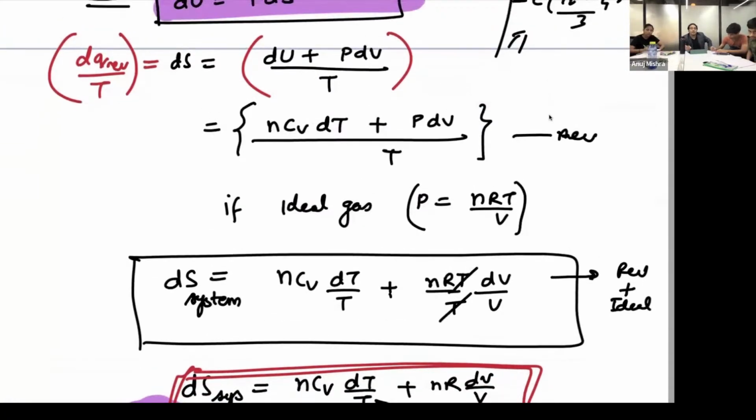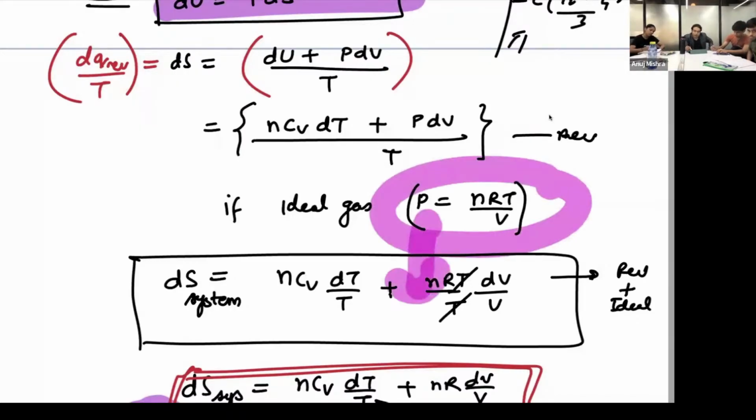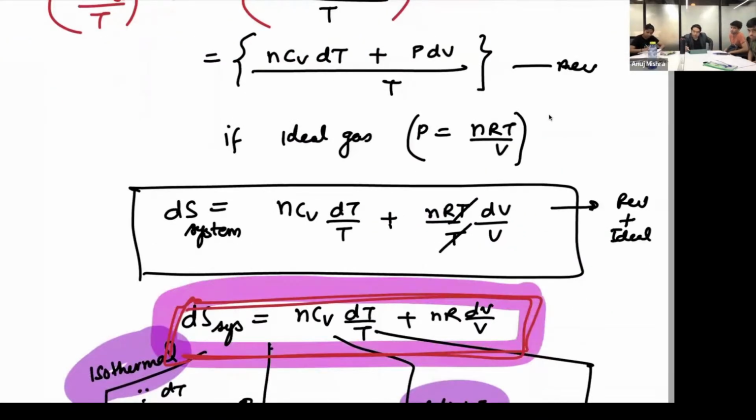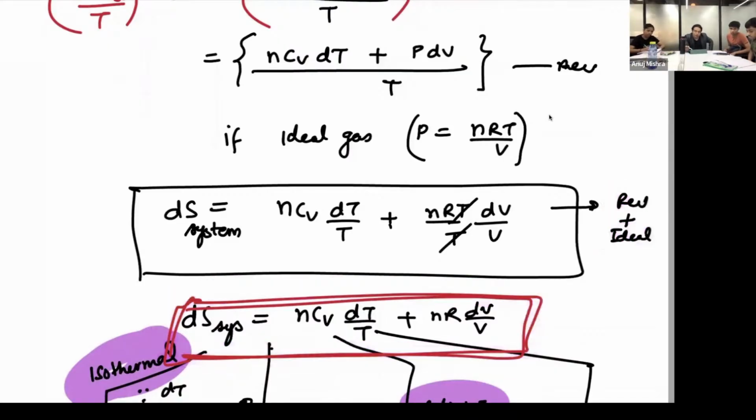So when I say general result, that means this can be applicable for reversible cases. But when I put P is nRT by V here and convert this result, this result is valid for reversible and ideal gas case only. So note down: P is nRT by V is only for ideal gas. So when you substitute nRT by V, it is valid only for ideal gas, not for other things.